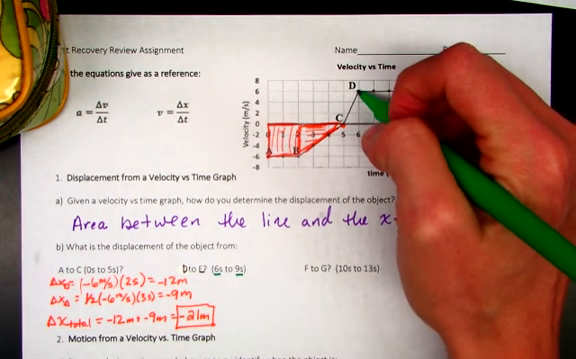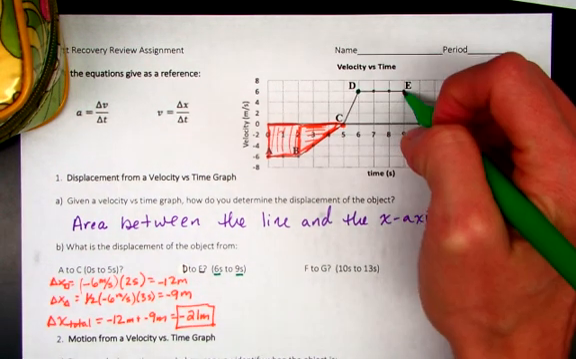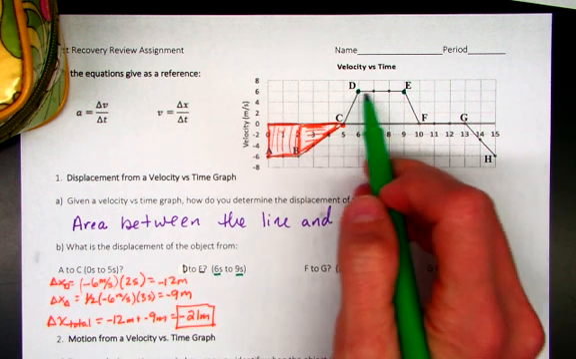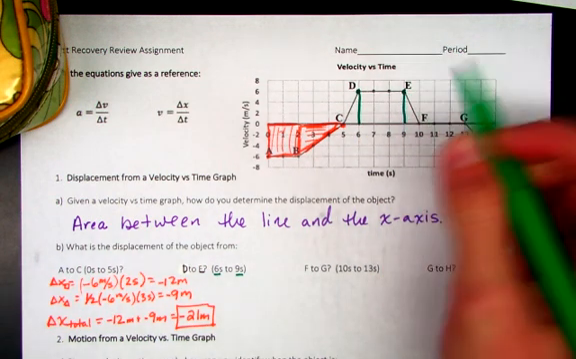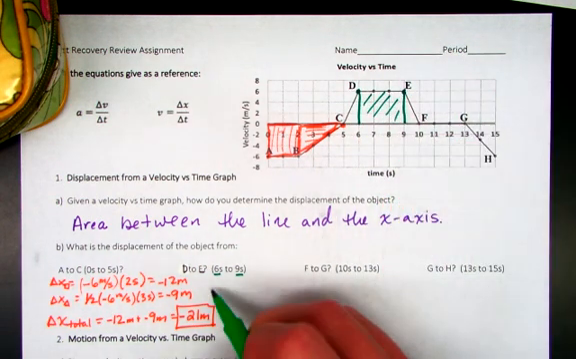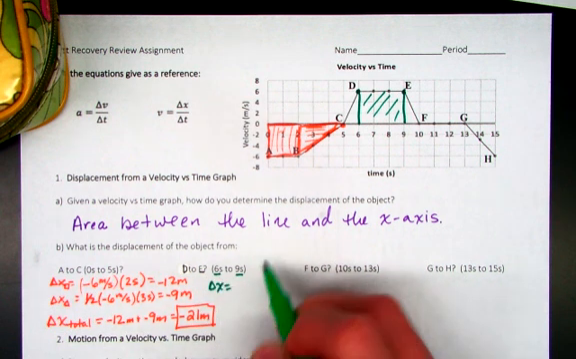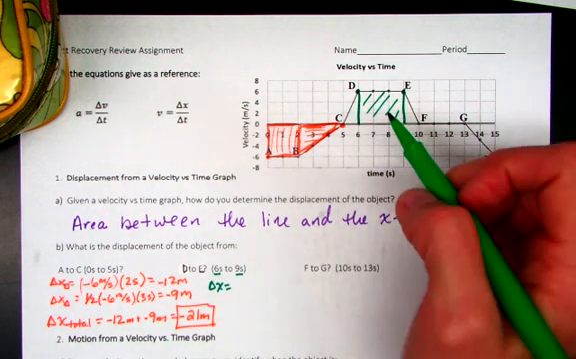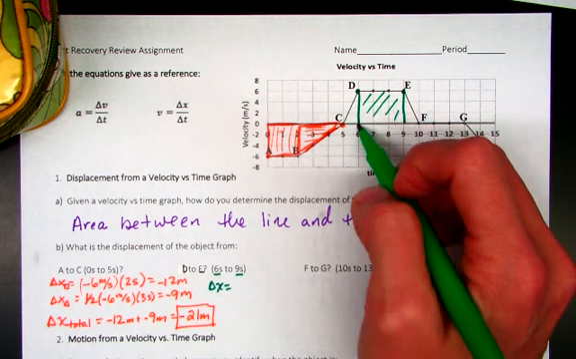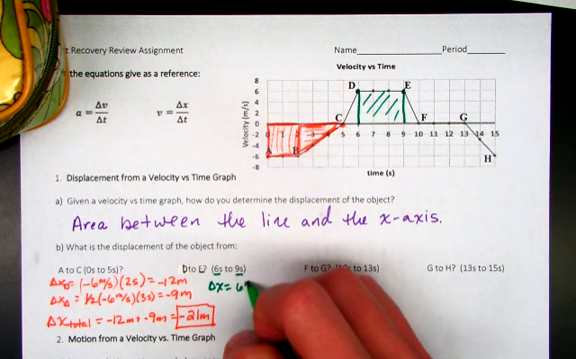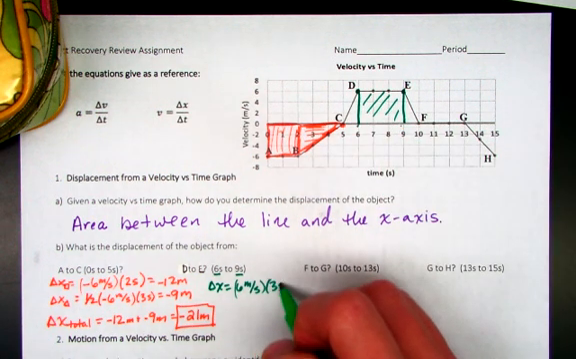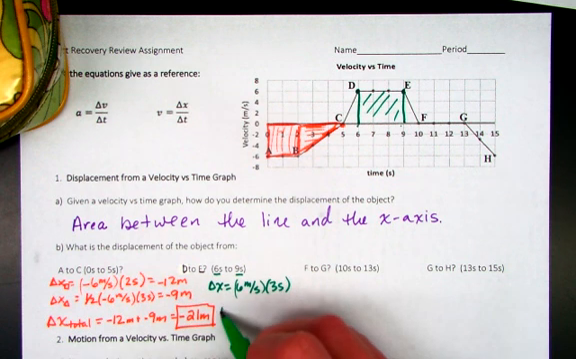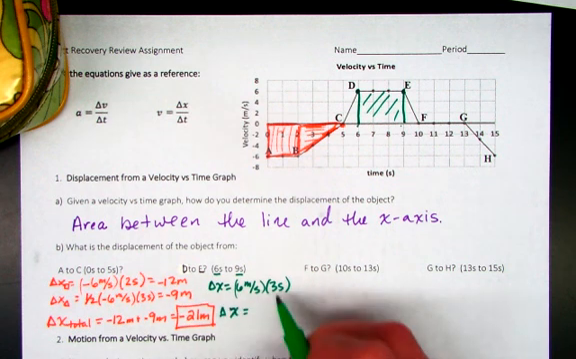Here's my 6 seconds, and here's my 9 seconds. From this line, I'm drawing straight down to the x-axis. Okay, so this is the shape we're looking at. That's a rectangle, so delta x is the length times the width. From 0 to 6 here, that's a positive 6 meters per second, and then 6 to 9 is 3 seconds. And so the displacement here is positive 18 meters.